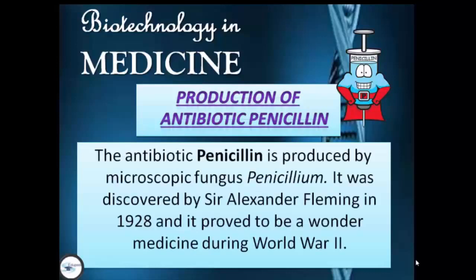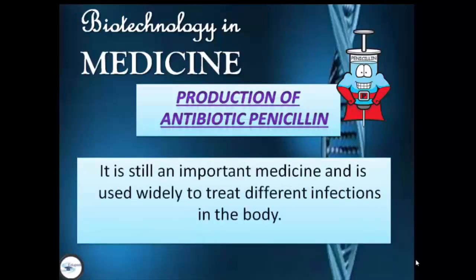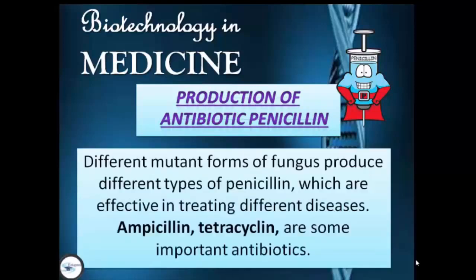The antibiotic penicillin is produced by the microscopic fungus Penicillium, and it was discovered by Sir Alexander Fleming in 1928, and it proved to be a wonder medicine during World War II. It is still an important medicine and is used widely to treat different infections in the body.